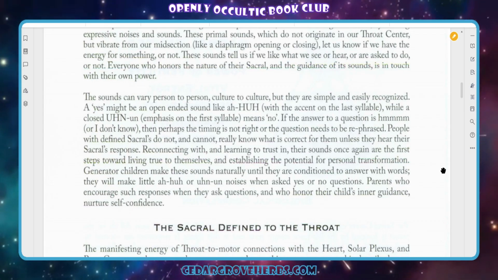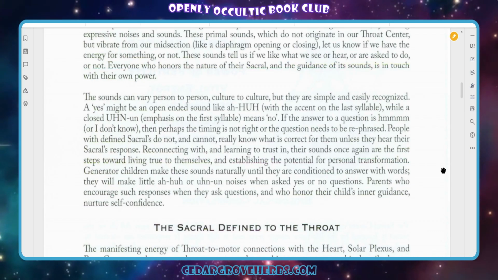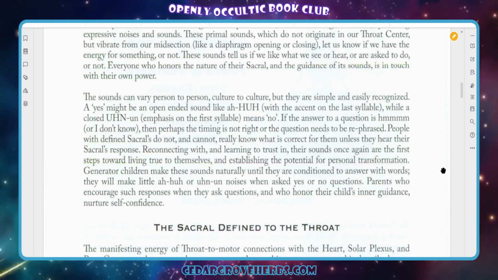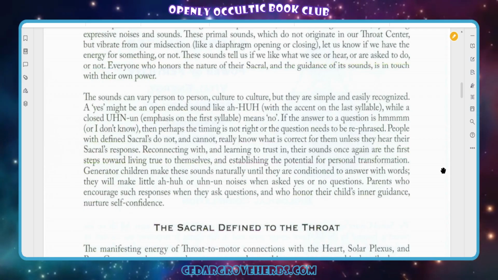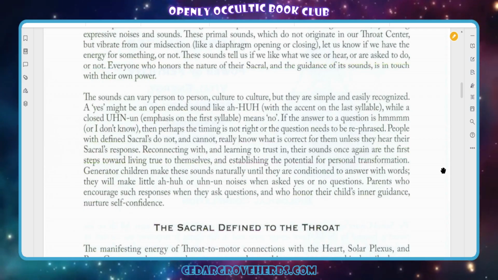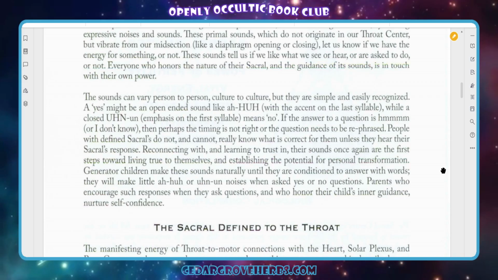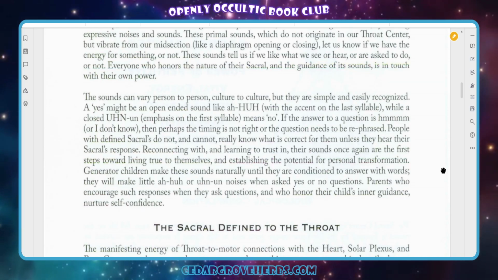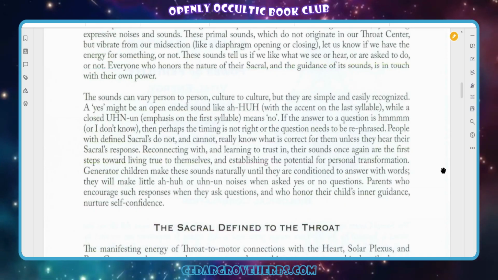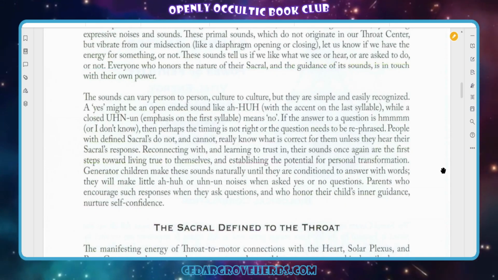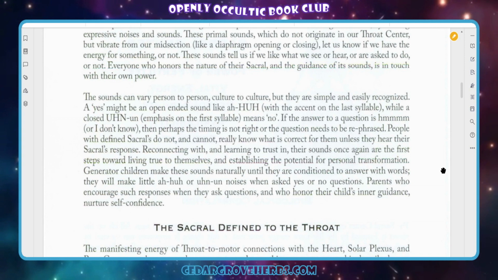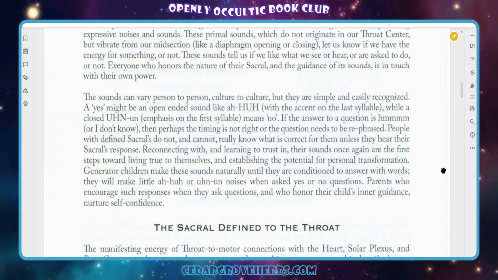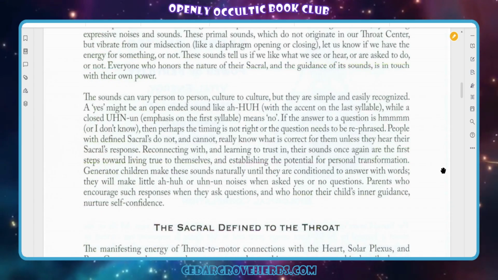If the answer to a question is a sound of uncertainty or I don't know, then perhaps the timing is not right or the question needs to be rephrased. People with defined sacrals do not and cannot really know what is correct for them unless they hear their sacral's response. Reconnecting with and learning to trust in their sounds, once again, are the first steps towards living true to themselves and establishing the potential for personal transformation.